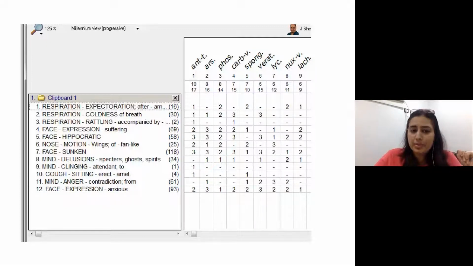You know, we can see we have taken the picture of the symptoms from all sides. The expression of the face, anxious, the mind is there, the particulars are there, the modalities are there, and the remedy is antim-tart.